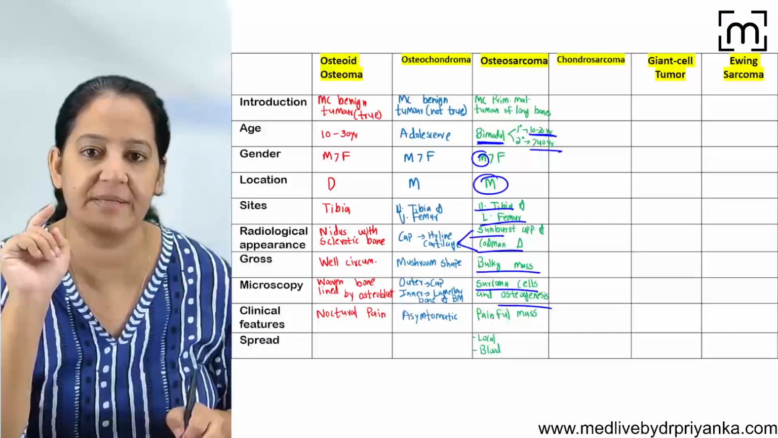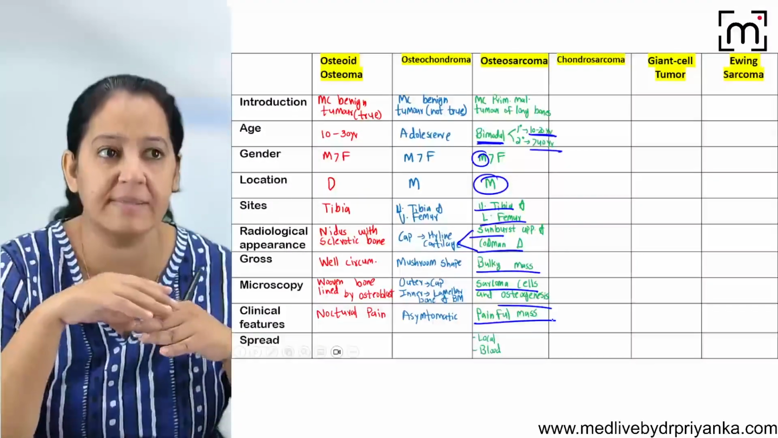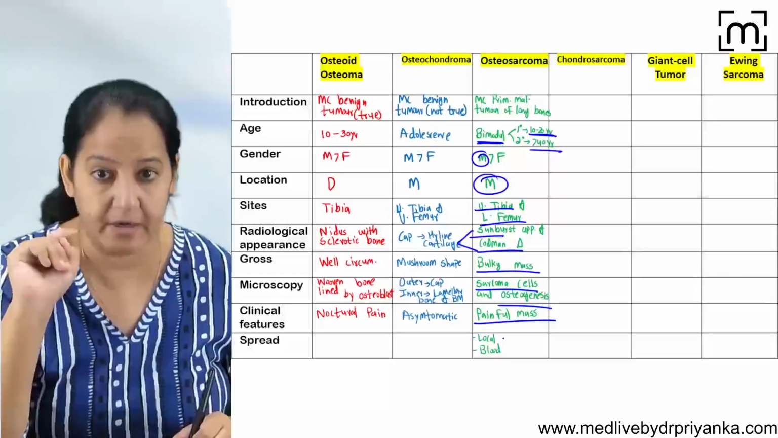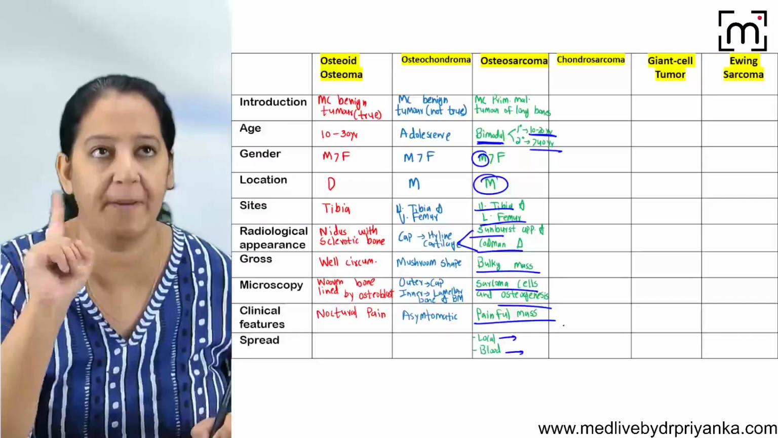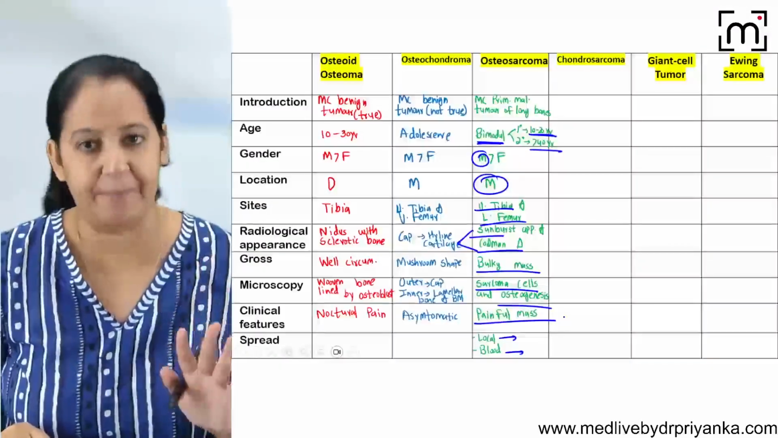Among the clinical features, it's a painful mass. It's a very rapidly growing painful mass. It's tender, it's swollen. Spread is there, local spread as well as via blood. Via blood, most commonly it goes to the lung. So you should be able to describe it completely with the help of diagrams.